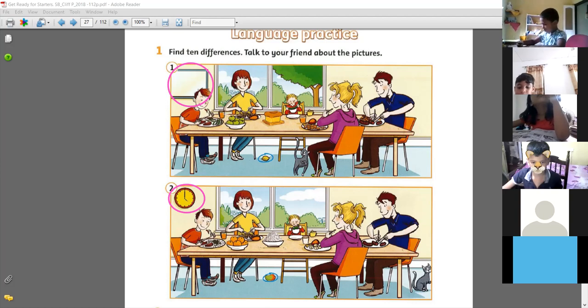Next one. Here you can see apples on the table, but here in picture two, in the second picture, you can see oranges. Yes, a few oranges on the table.